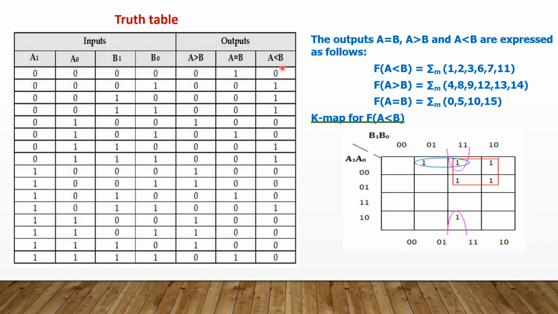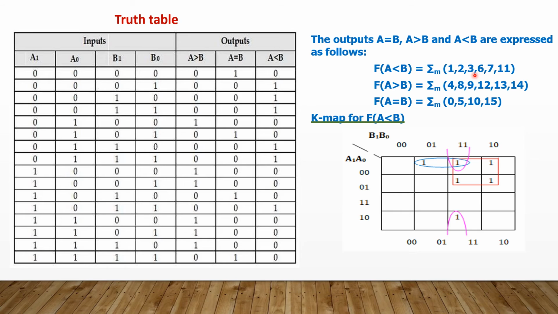Again, A less than B is 1 for the combination 0010, which is 2. So we write 2. It is also 1 for the combination 0011, which is the decimal equivalent of 3. Then it is 1 here, with the combination 0110, which means 6. Again it is 1 for the combination 0111, which is equivalent to 7. And again A less than B is 1 for the combination 1011, which is equivalent to 11. Likewise we write the canonical form for A less than B, A greater than B, and A equal to B.